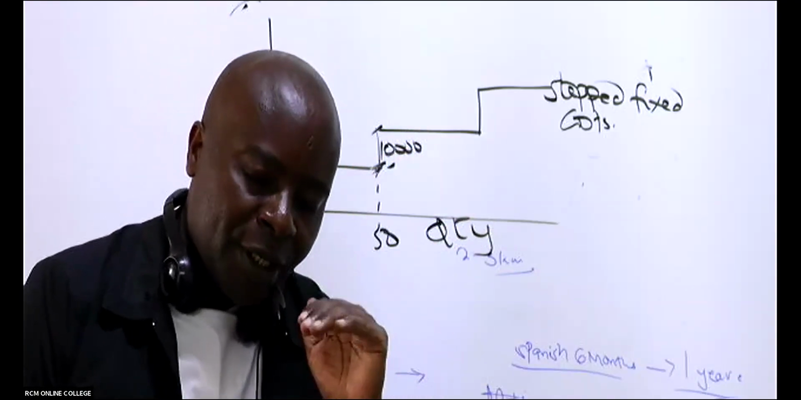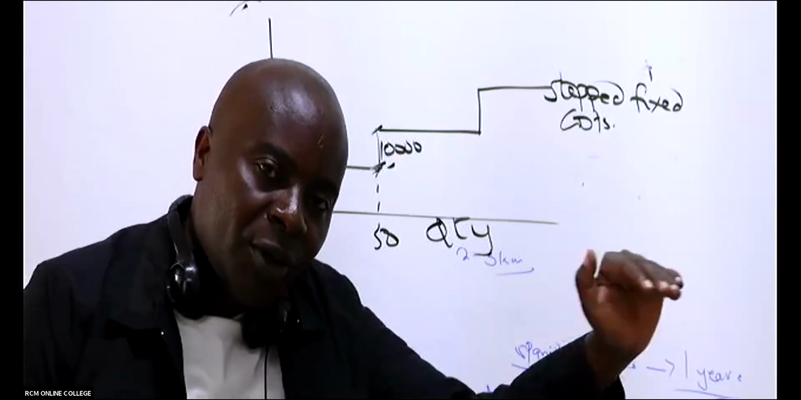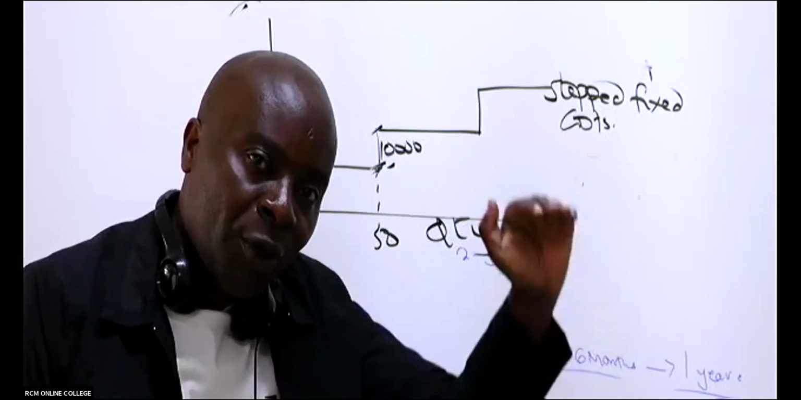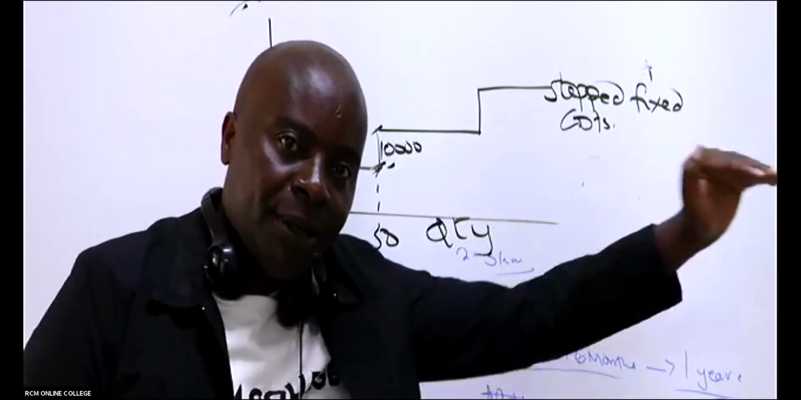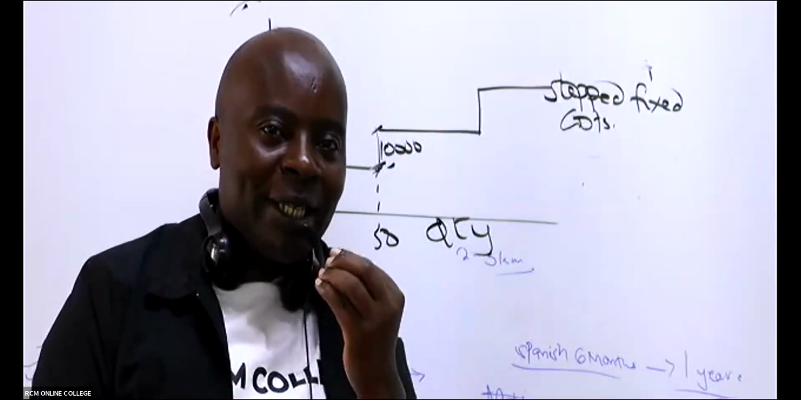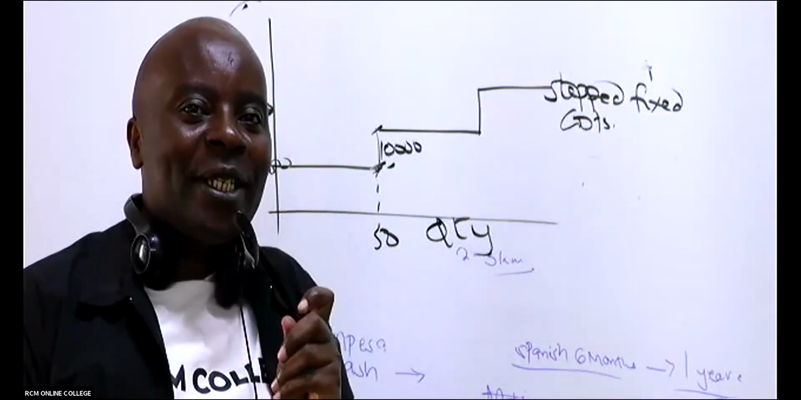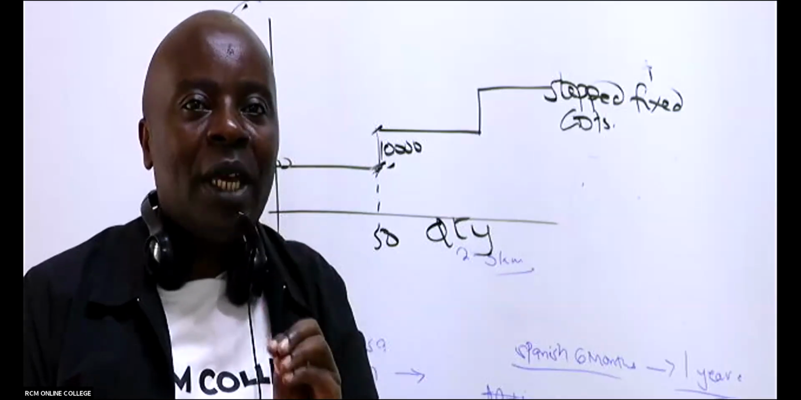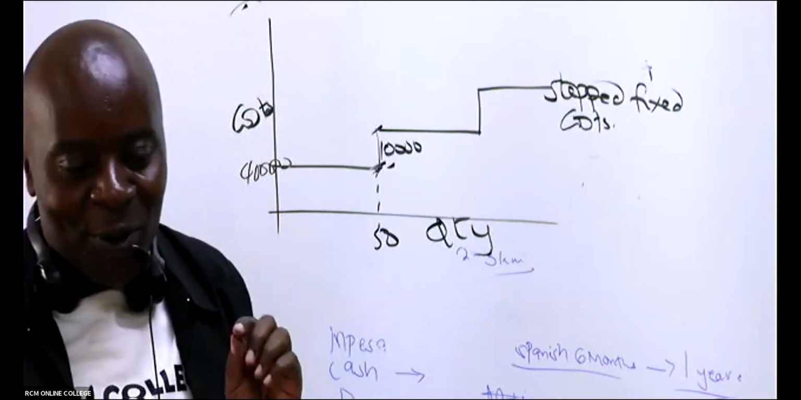So stepped fixed costs are those costs that remain constant for some time, beyond which they increase in lump sums and then remain constant again. Most importantly, you should be able to pick something that you can use in your exam explanation. So can I go to something different?